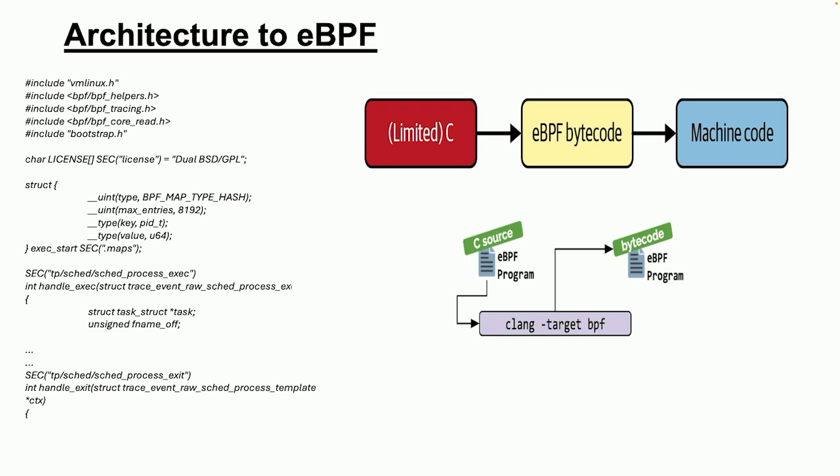So typically what will happen is you will have your C program. This C program will be converted to BPF bytecode. And then later on inside the kernel, this bytecode will be converted into the architecture-specific instruction set for running the program in a more performant manner.